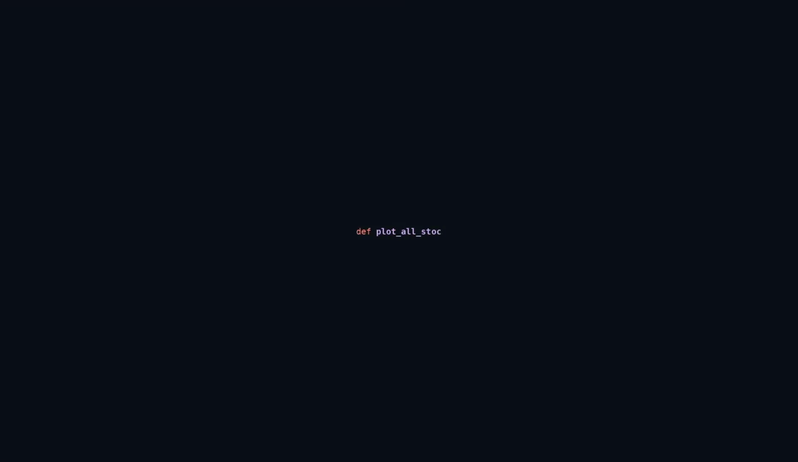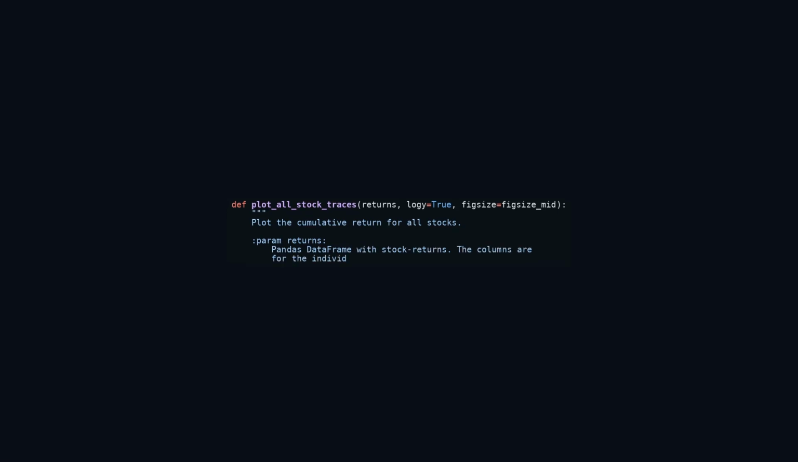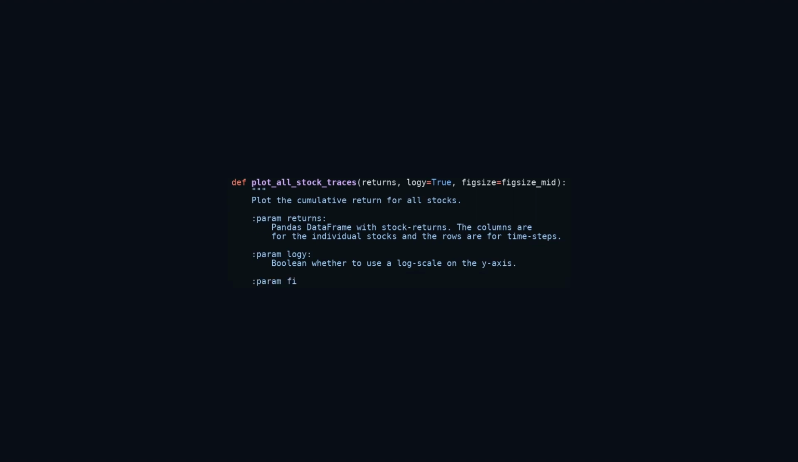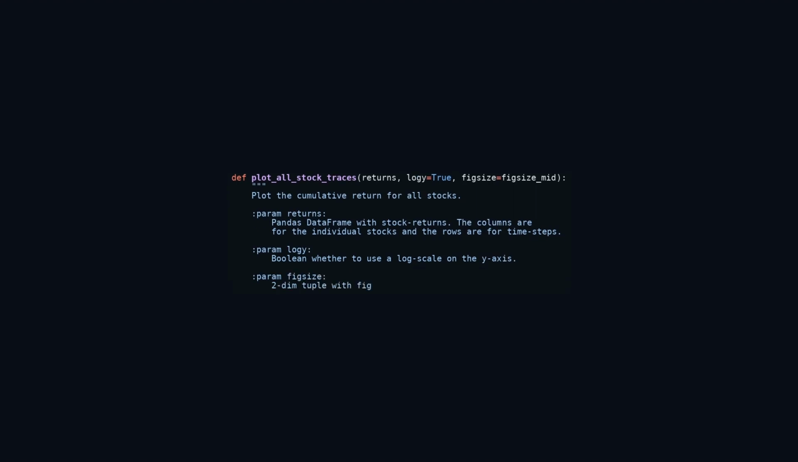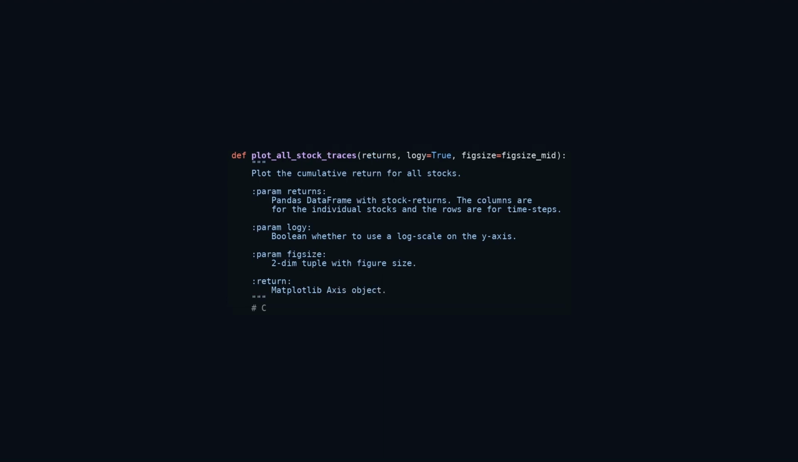The code defines a function called plot_all_stock_traces that generates a plot to visualize the cumulative return for all stocks provided in the input dataset. The function accepts three input parameters: returns, which is a pandas data frame containing stock returns data with stock values in columns and time steps in rows; plogy, a Boolean parameter specifying whether to use a logarithmic scale on the y-axis; and figsize, a tuple representing the figure size, to generate the plot.